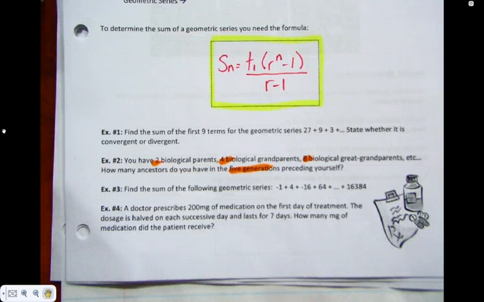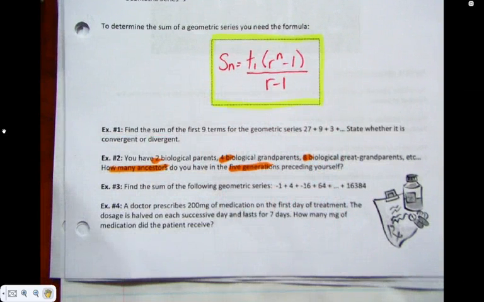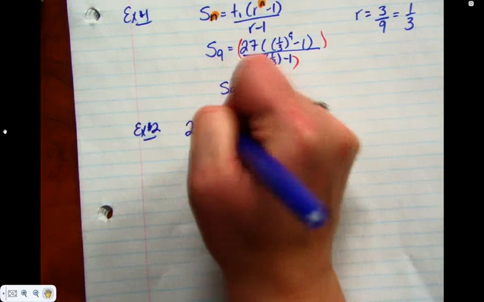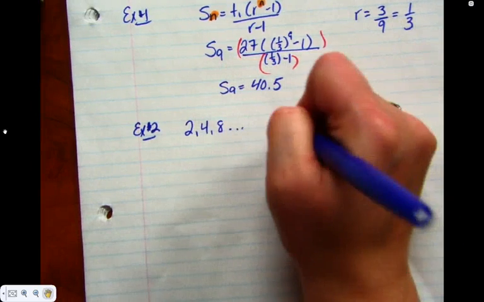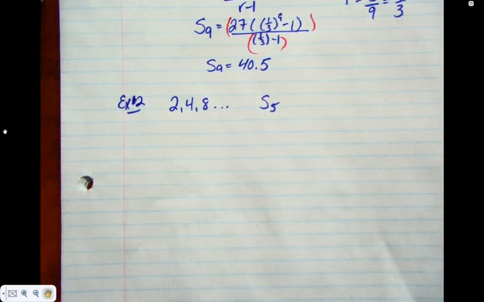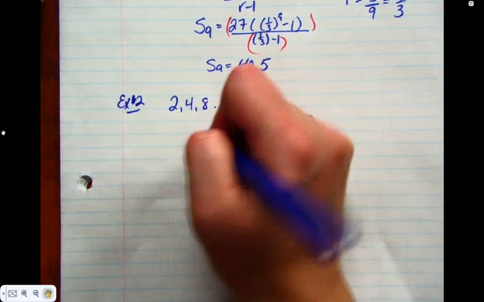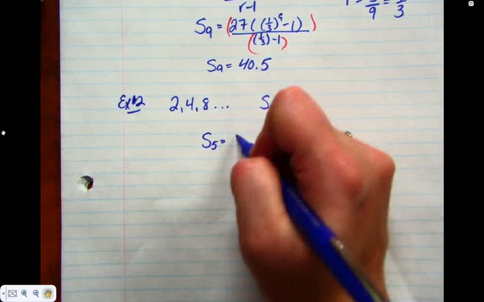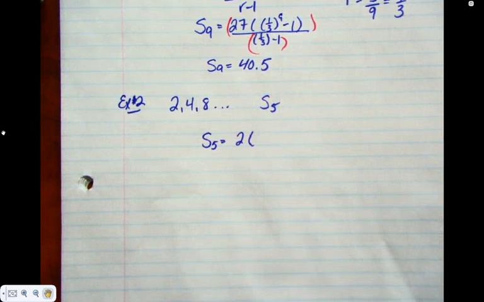How many ancestors? S5, you're right, because how many in total? So this is the same thing as if I gave you this with the notation S5. See, when you take out the words, this is way more fun. T1. Open bracket. R.